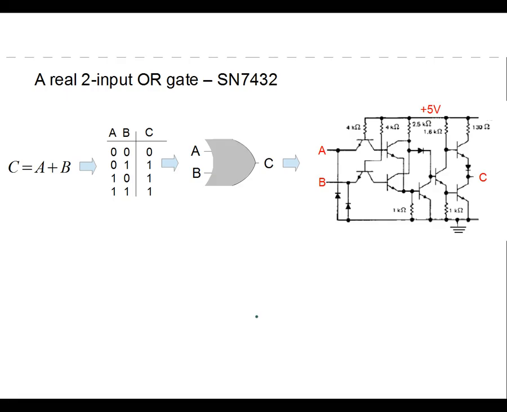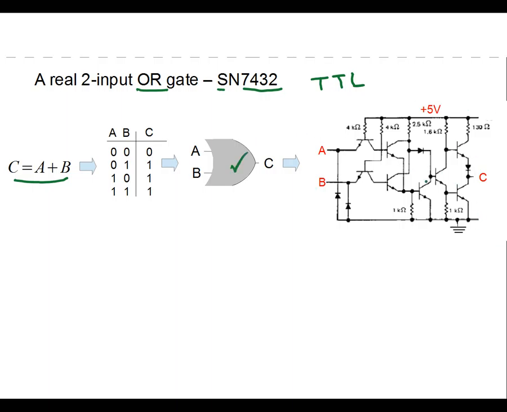Okay, so here's what a real OR gate looks like. This is called a SN7432. Okay, it's a TTL. This is transistor logic, no diode logic, no diode resistor logic. And we talked about before, this is C is equal to A or B. This is the truth table for it. This is the symbol for it. And this is actually the circuit diagram for it.